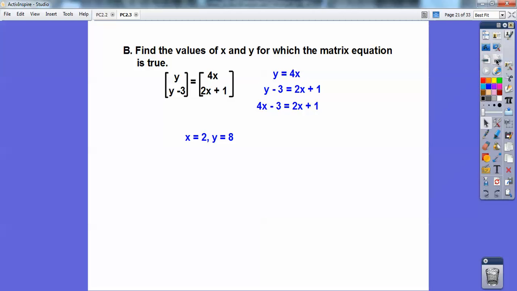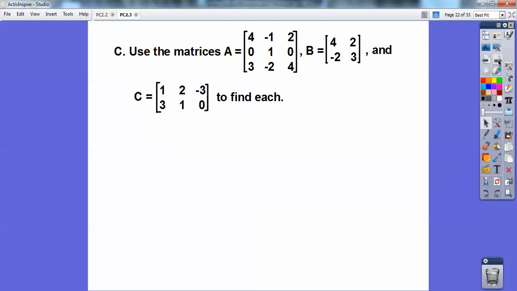Alrighty, easy enough. Okay, so let's see, use these matrices right here to find each. We have 3 matrices: a 3 by 3, a 2 by 2, and a 2 by 3. Let's find 4 times c. That's easy enough. You just multiply all of these elements in here times 4. Piece of cake. It's almost so easy, it's embarrassing, right?